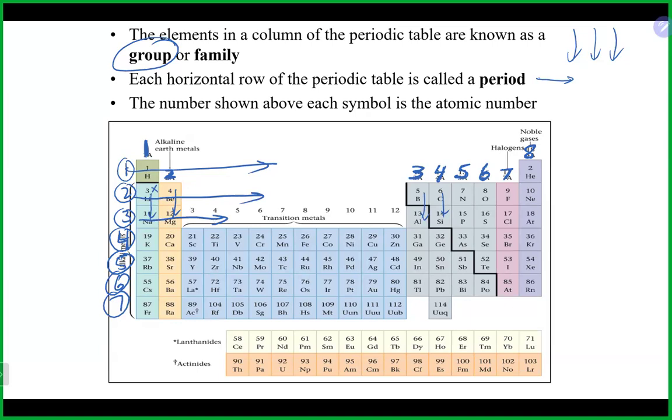As we talked about earlier as well, obviously, the number above the symbol is the atomic number, or the number of protons that an element has. Any questions on that there?